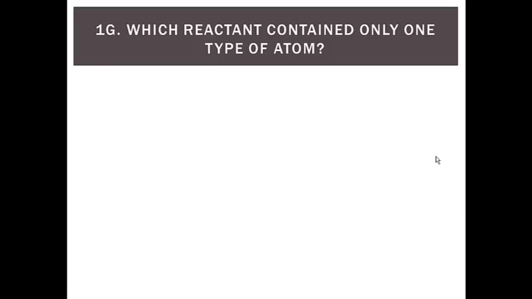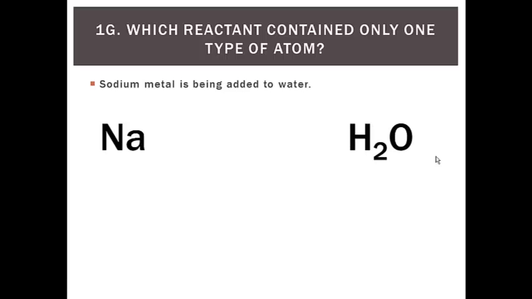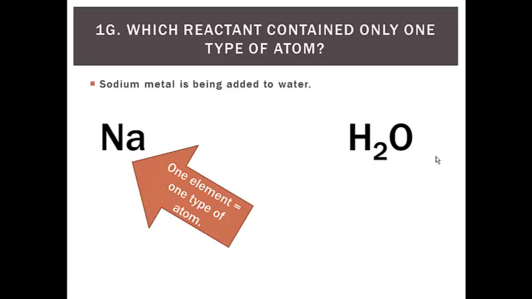Which reactant contains only one type of atom? So in this reaction, I took sodium, dumped it into some water. Sodium is, of course, Na, and water is H2O. So we see that for sodium, I've got one element, which means that I only have one type of atom. For H2O, I've got two elements, hydrogen and oxygen, so that's two types of atoms.